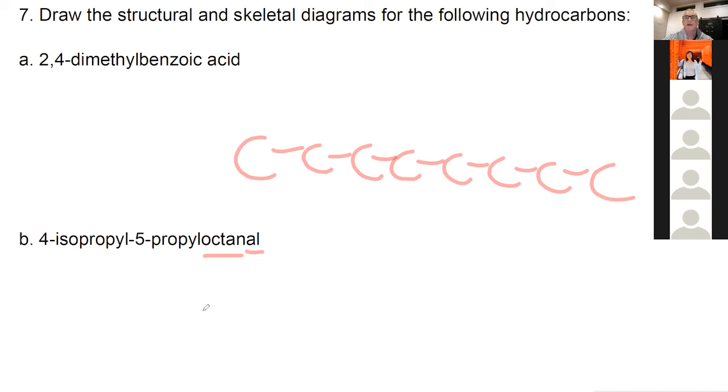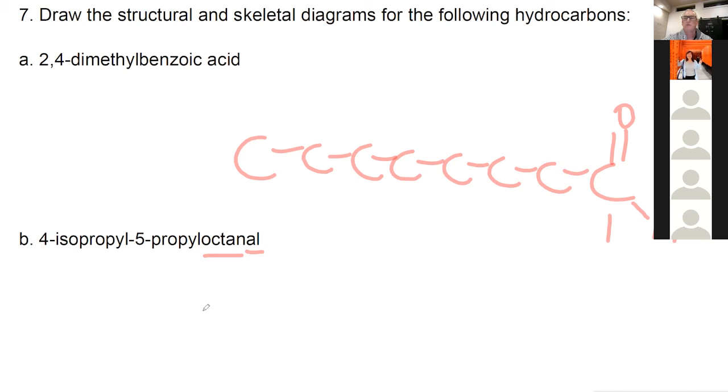And aldehydes are also always going to be at the end because we have to have a single bonded carbon. So we can put it at either end, either at carbon 1 or carbon 8. So that automatically makes it carbon 1.